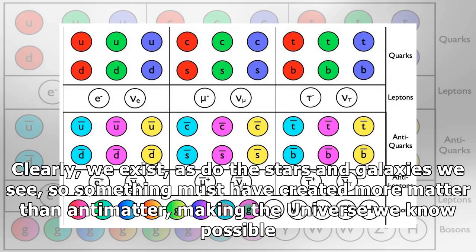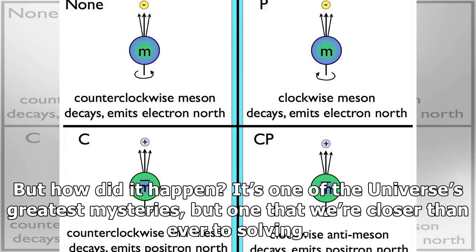Clearly, we exist, as do the stars and galaxies we see, so something must have created more matter than antimatter, making the universe we know possible. But how did it happen? It's one of the universe's greatest mysteries, but one that we're closer than ever to solving.